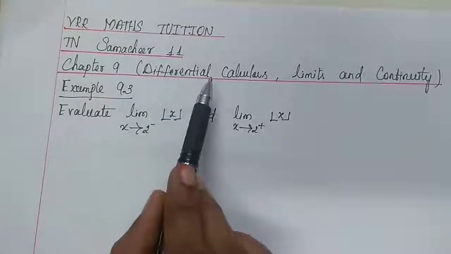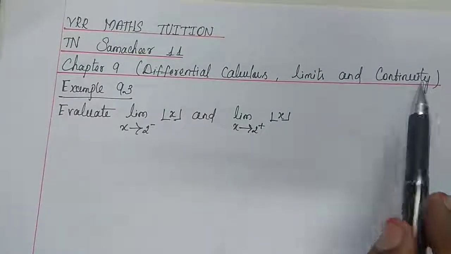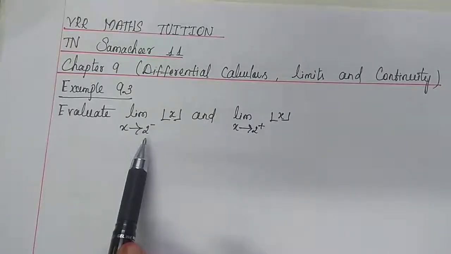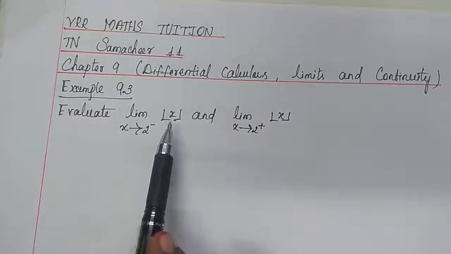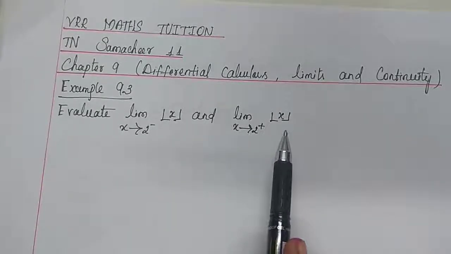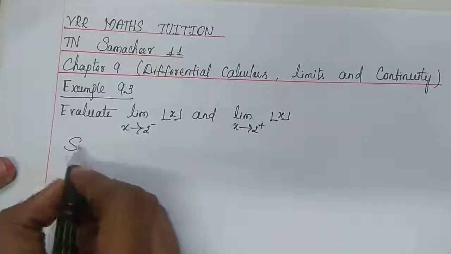Chapter 9, Differential Calculus: Limits and Continuity. Example 9.3: Evaluate the limit as x tends to 2 minus of the greatest integer function of x, and the limit as x tends to 2 plus of the greatest integer function of x. Solution.